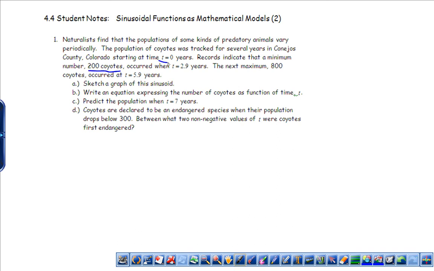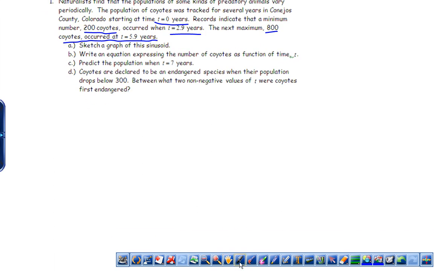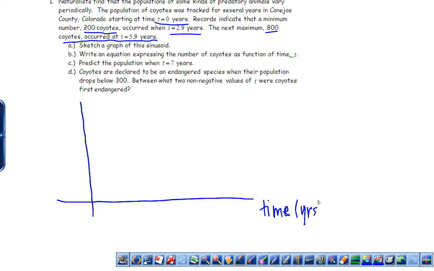Okay, so I'm going to underline some of these important things. The first thing it says is to sketch a graph for this sinusoid. That would be the first thing that I would do every single time. So let's go ahead and graph this, making sure that you label your axes, because that's something that I will count off if you don't label. So I'm going to label my x-axis in time for years, and let's do our y-axis for the population, the number of coyotes.